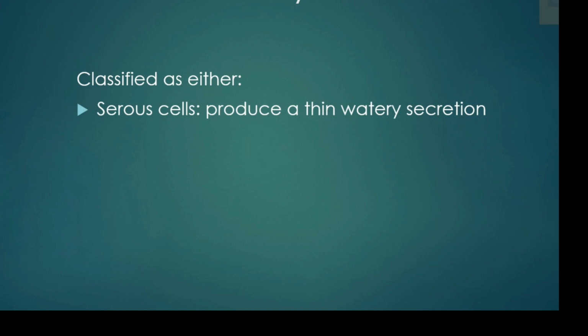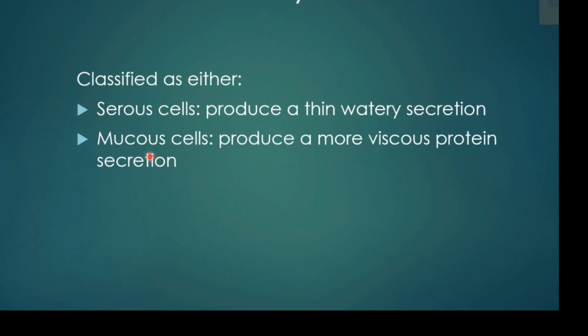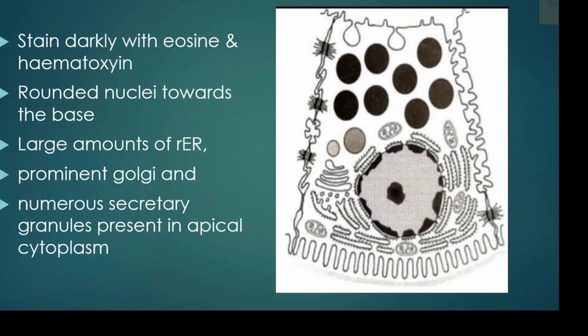So first of all, the acinar cells. You know all that the acinar cells can be classified as serous or mucous. Serous cells produce thin watery secretions, protein in nature. Mucus cells produce more viscous secretion, which is mucin in nature. And this is the diagrammatic presentation of the serous cell. Serous cells stain darkly with both eosin and hematoxylin. So this is an important point to remember.